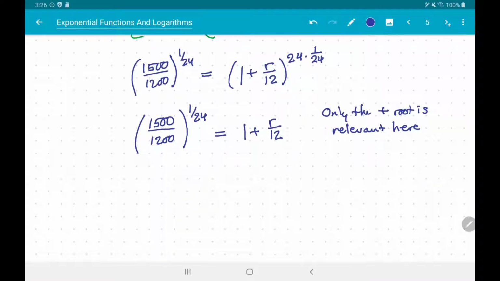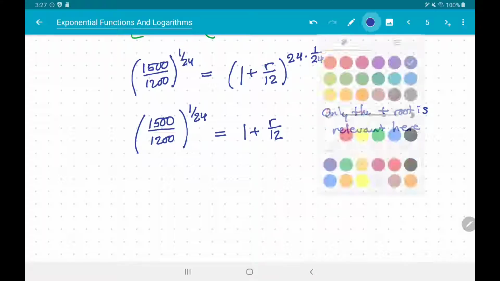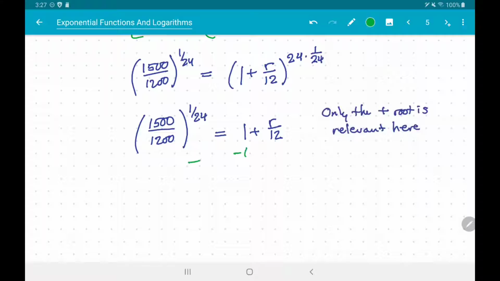Okay, so next thing, well, at this point, this is just a number. It's a specific number. If you wanted to, you could put it into your calculator right now and get it. What we now have is a linear equation in R. So I'm going to kind of fast forward here. I'm going to subtract 1 from both sides. And then multiply by 12.